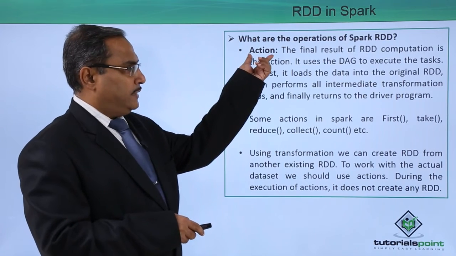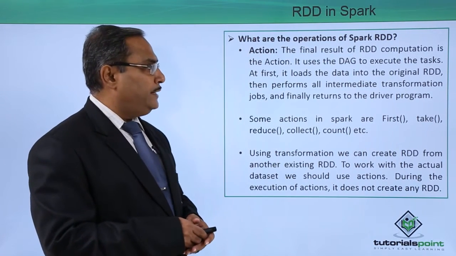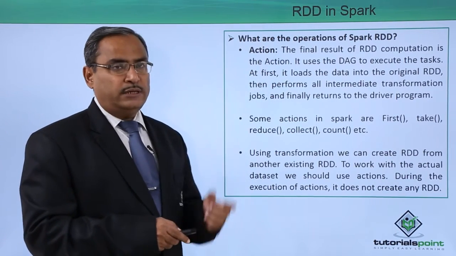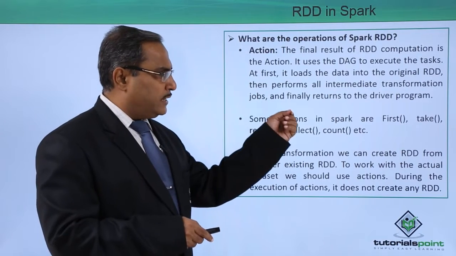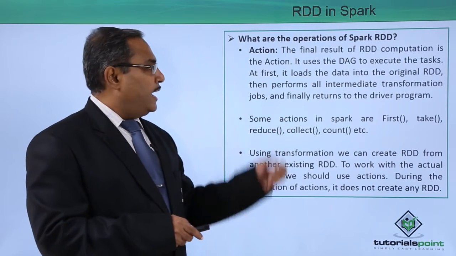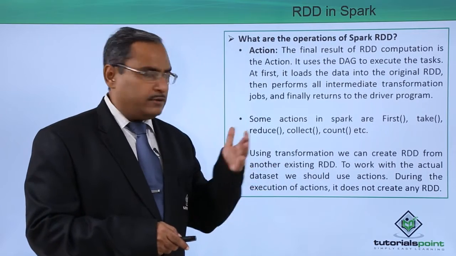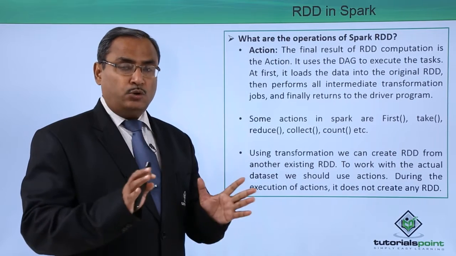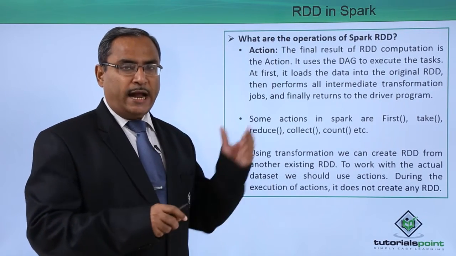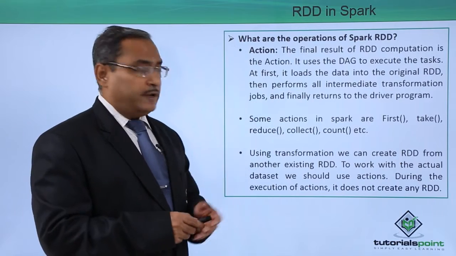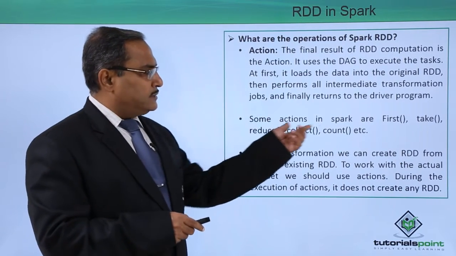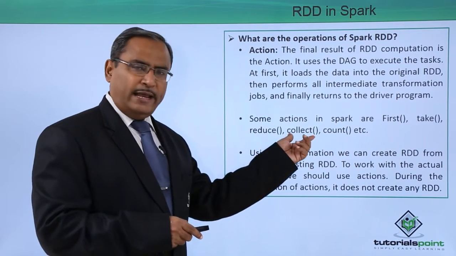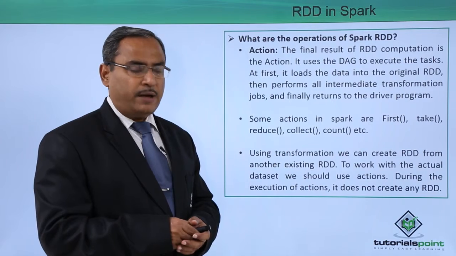Now we are discussing actions here. The final result of an RDD computation is the action, and it uses the DAG to execute the tasks. At first it loads the data into the original RDD, then performs all the intermediate transformation jobs, and finally returns the result to the driver program. So it is not going to create any new RDD at the end of the action. Now what are the different actions we can carry out? Some actions in Spark are the first method, the take method, reduce method, collect method, count method, etc.